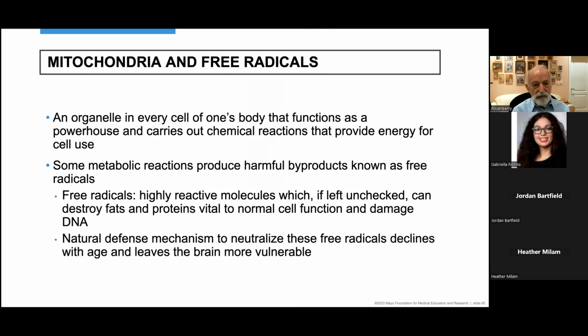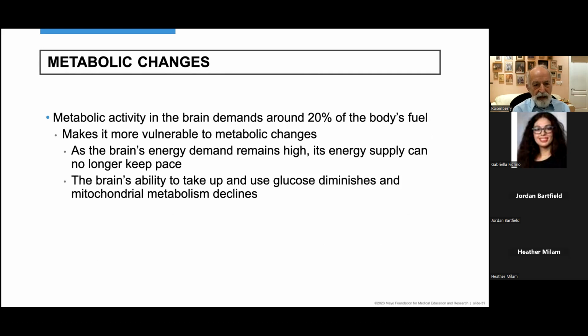Mitochondria and free radicals. An organelle in every cell of one's body that functions as a powerhouse and carries out chemical reactions that provide energy for cell use. That's the mitochondria. Some metabolic reactions produce harmful byproducts known as free radicals, which are highly reactive molecules, which, if left unchecked, can destroy fats and proteins vital to normal cell function and damage DNA. And the defense mechanism to neutralize these free radicals declines with age and leaves the brain more vulnerable. Metabolic activity in the brain demands around 20% of the body's fuel.